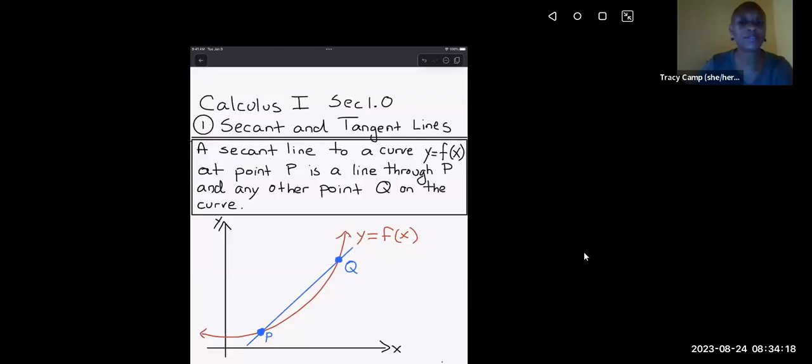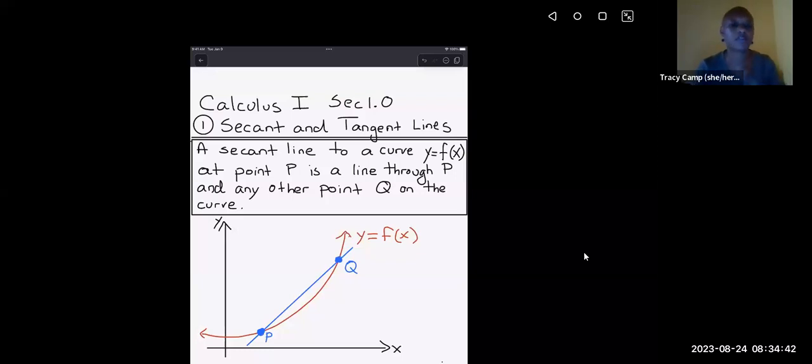Section 1.0 is our first actual calculus section, and it defines what we call secant and tangent lines, which is what all of calculus 1 is based on. Calculus 1 is based on the tangent line. And in order to understand the tangent line, we first need to know what the secant line is.